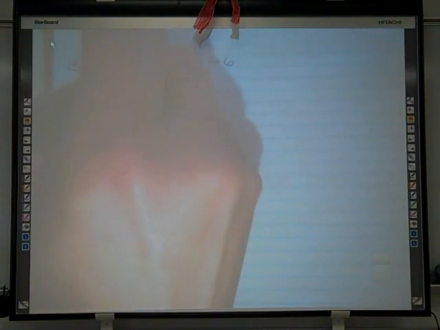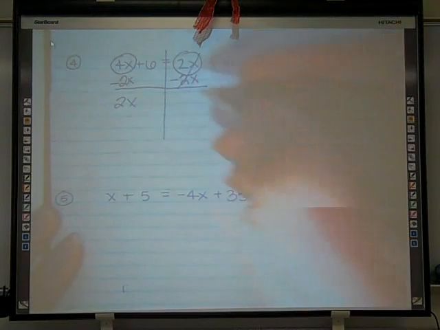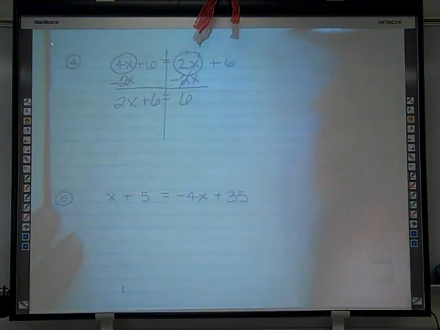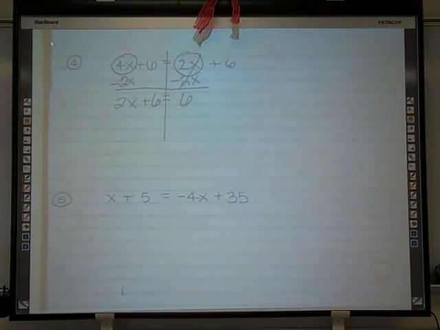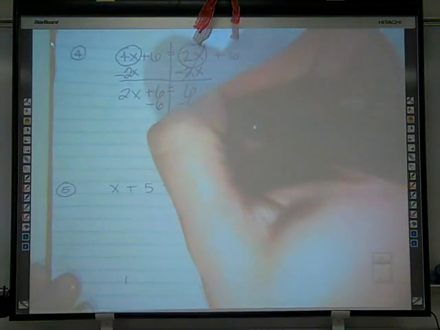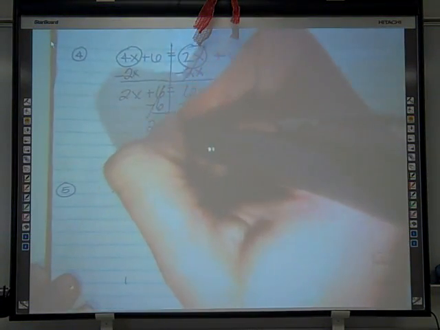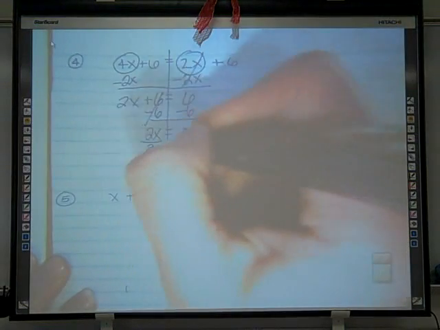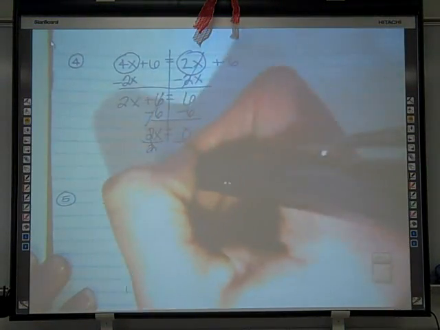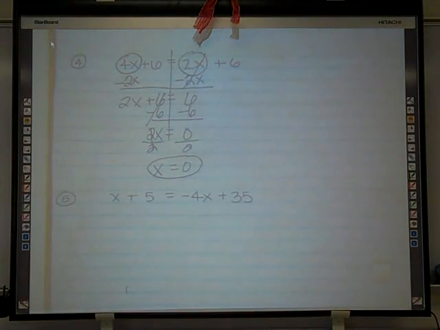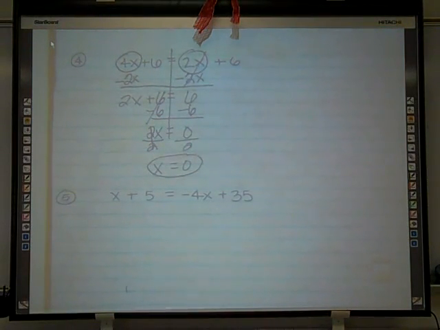4x minus 2x will give us 2x. We still have plus 6 and 6 on the other side. Next step, let's subtract 6 from both sides. So we're left with 2x equals 0. Divide both sides by 2, so we know x is going to be equal to 0. Alright, number 5.